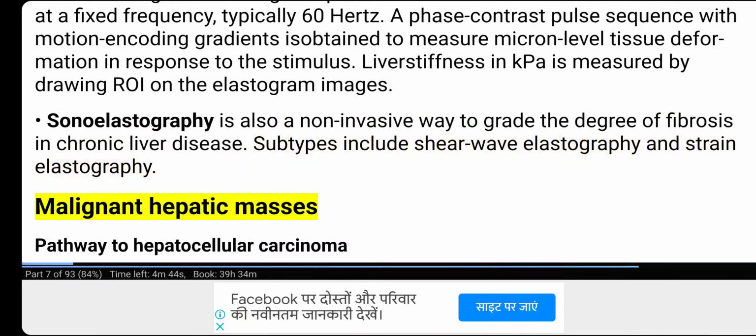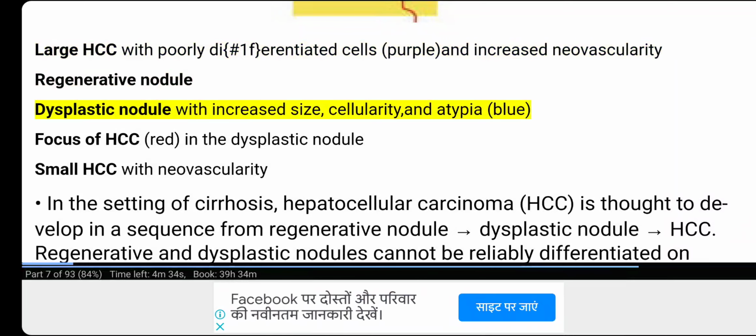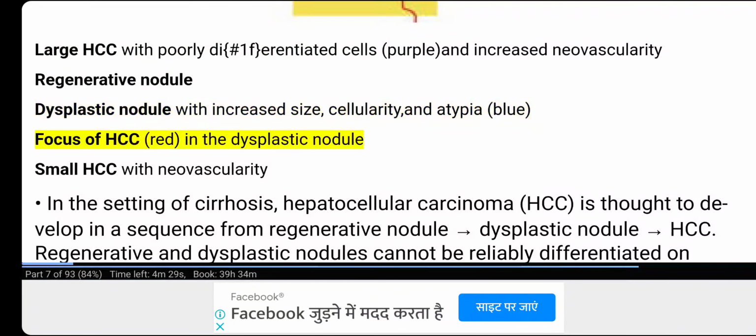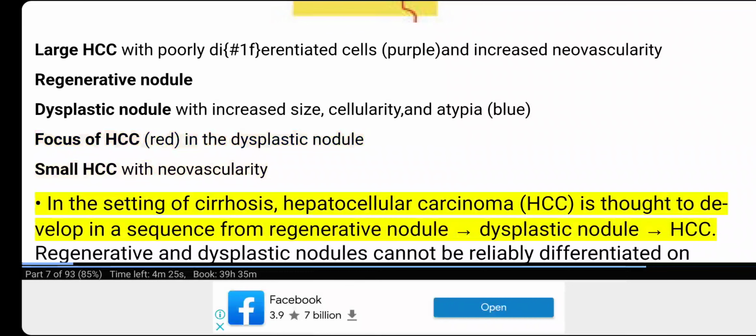Malignant hepatic masses. Pathway to hepatocellular carcinoma. Large HCC with poorly differentiated cells, purple, and increased neovascularity. Regenerative nodule. Dysplastic nodule with increased size, cellularity, and atypia, blue. Focus of HCC, red, in the dysplastic nodule. Small HCC with neovascularity. In the setting of cirrhosis, hepatocellular carcinoma, HCC, is thought to develop in a sequence from regenerative nodule to dysplastic nodule to HCC.